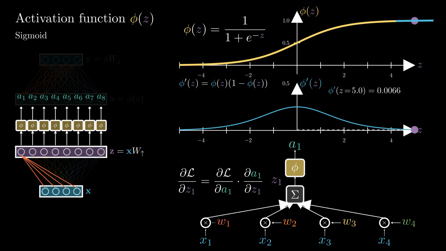For example, when the input z is 5, the derivative of the sigmoid function at that point is only 0.0066. As a result, when the gradient is propagated backward, the upstream gradients can be severely attenuated by multiplication with this small value. In a deep network, this problem compounds across every layer. The gradient quickly becomes negligibly small. The gradient has effectively vanished.